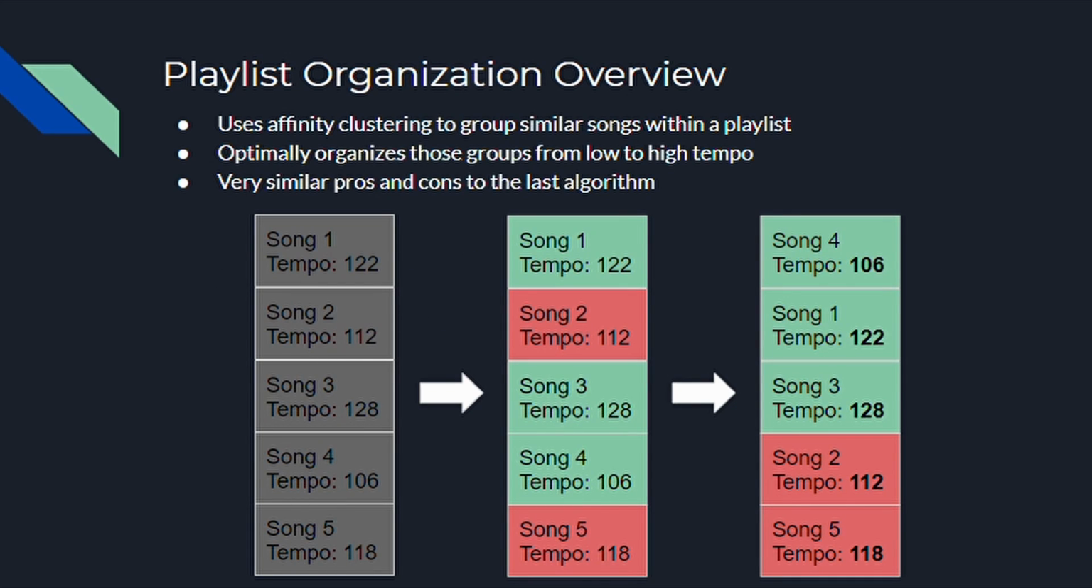Our second use case which we were focusing on was playlist organization. Now, within a playlist, there are two main things you want to do: organize the songs which are similar and sort those songs in ascending order. Our first algorithm, which is clustering, allows us to group the similar songs. And then our second step in the algorithm is to actually sort those songs based on the tempo. The pros and cons are very similar to playlist generation.